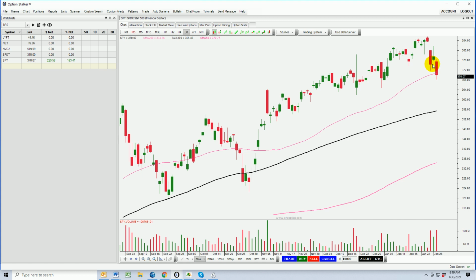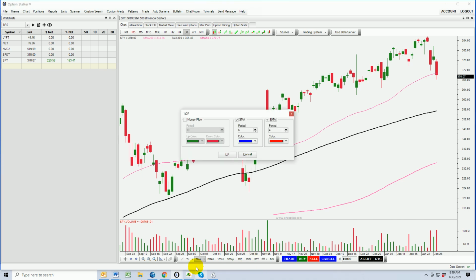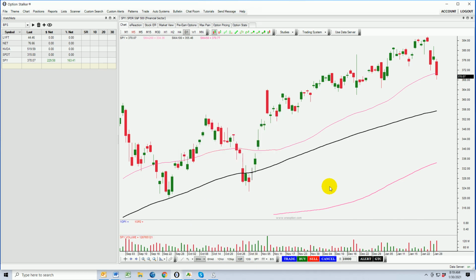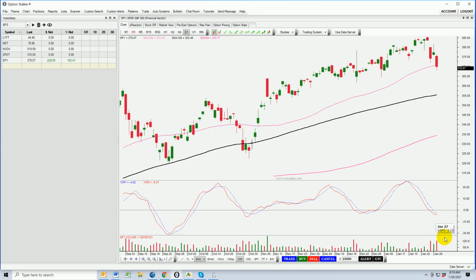But again, I've been looking for a market sell-off. I believe that the table was set. I'm not going to ignore that. I will also show you another indicator that I use. I use it on a 5-minute basis to day trade the S&P 500, but it also works very well on a longer term daily basis.